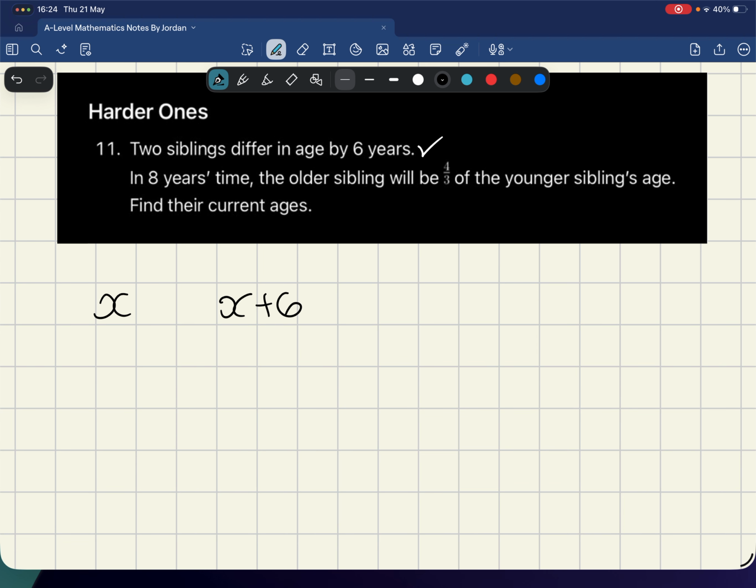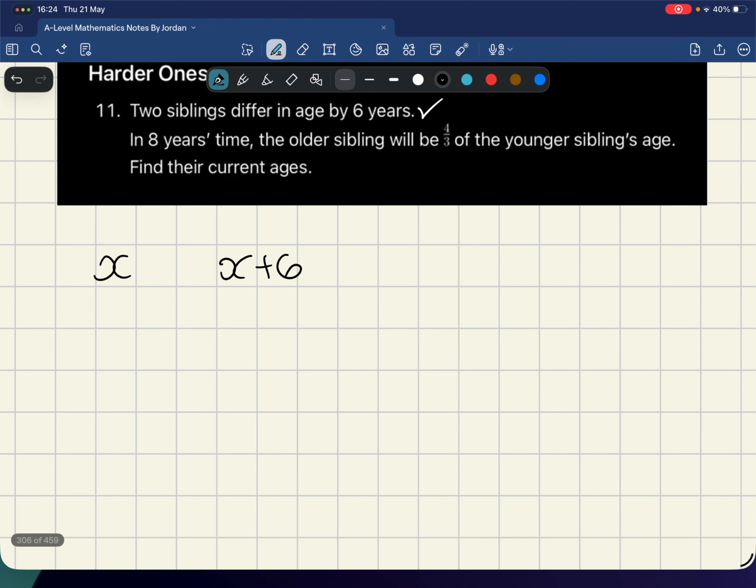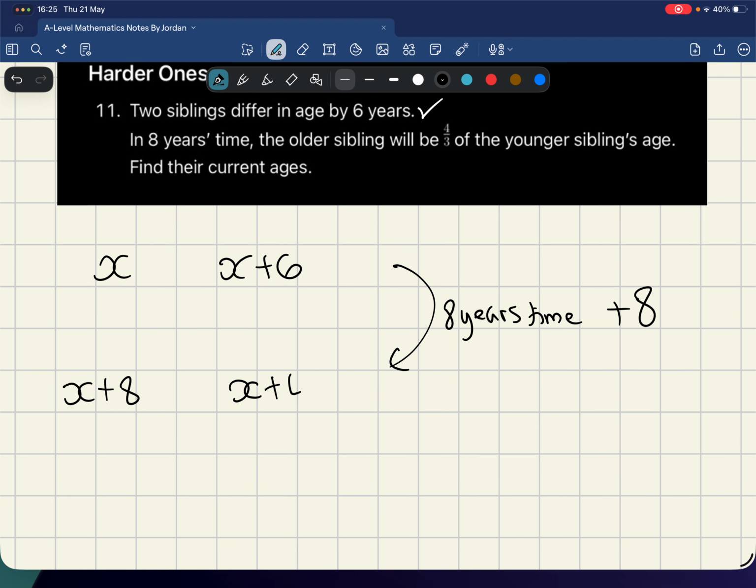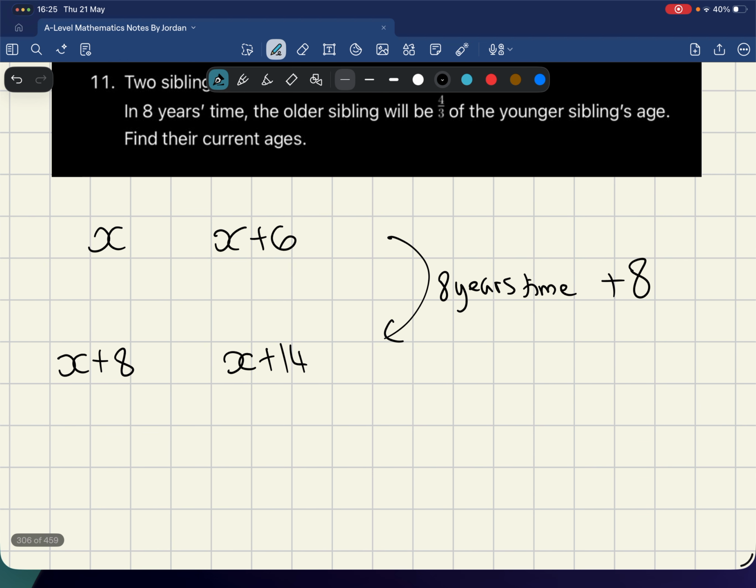It says in 8 years' time, the older sibling will then be 4/3 of the younger sibling's age. So I need to think about what happens in 8 years' time, which means I need to add 8 to both of these ages. Adding 8 to this one gives X plus 8, and adding 8 to that one, the 8 plus the 6 gives 14, so X plus 14. That's how old they're going to be in 8 years' time.